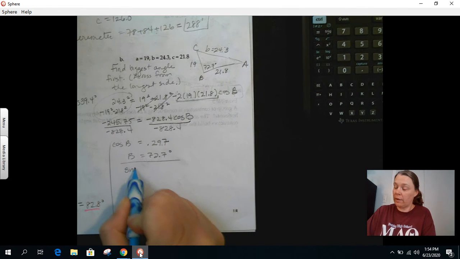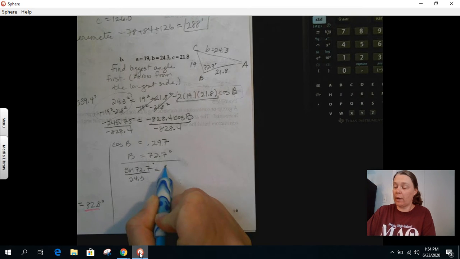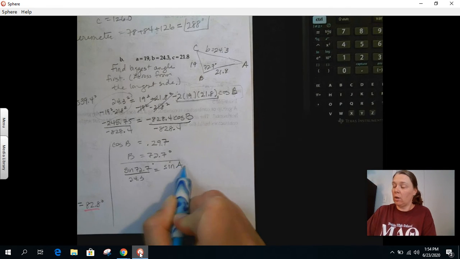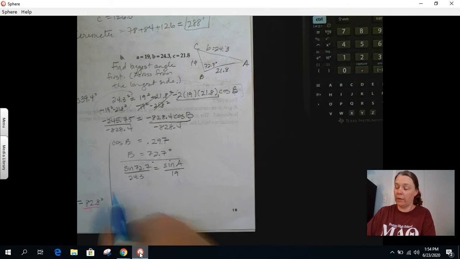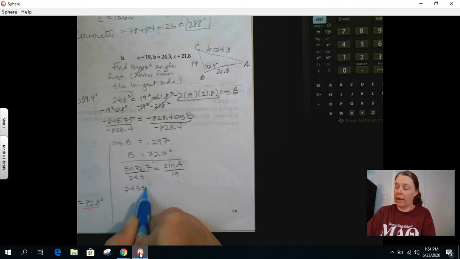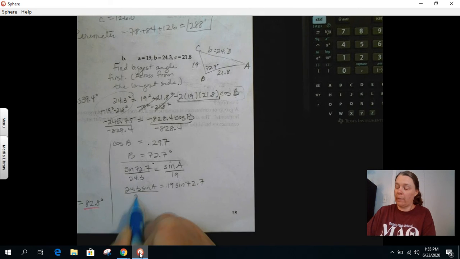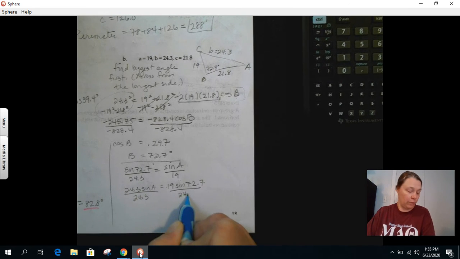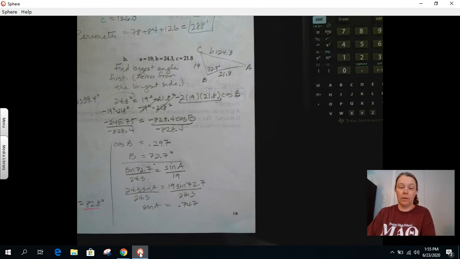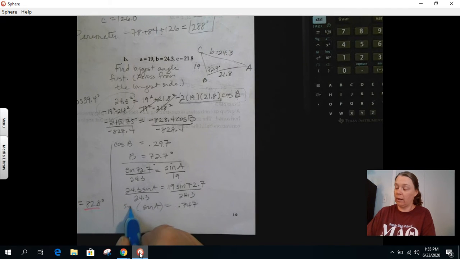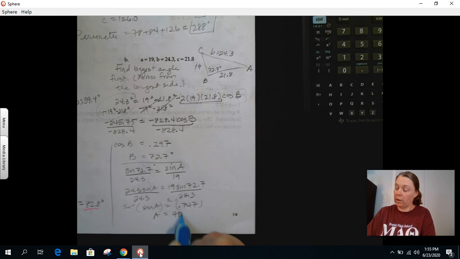So I could do the sine of 72.7 over 24.3 equals, it doesn't really matter now, the sine of A over 19. Then cross multiply and solve. So 19 sine of 72.7 divided by the 24.3, and I get that the sine of A is 0.747. Then take the inverse sine of both sides, and I get 48.3 for angle A.